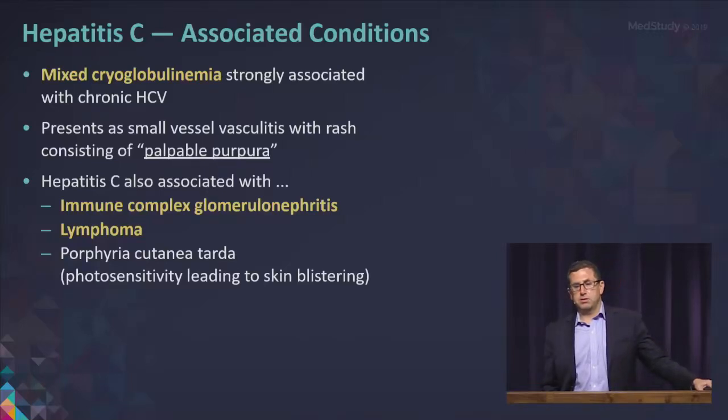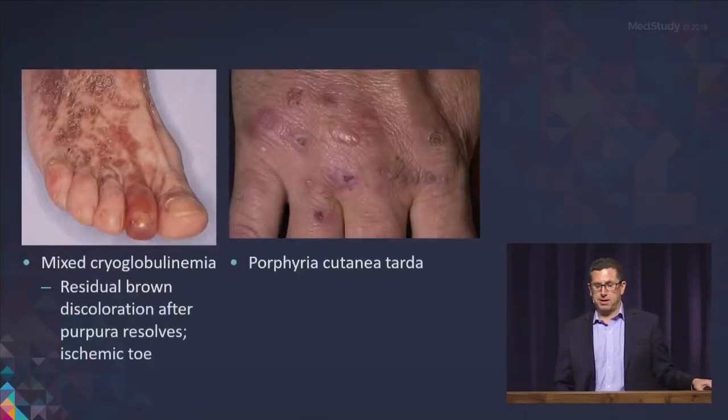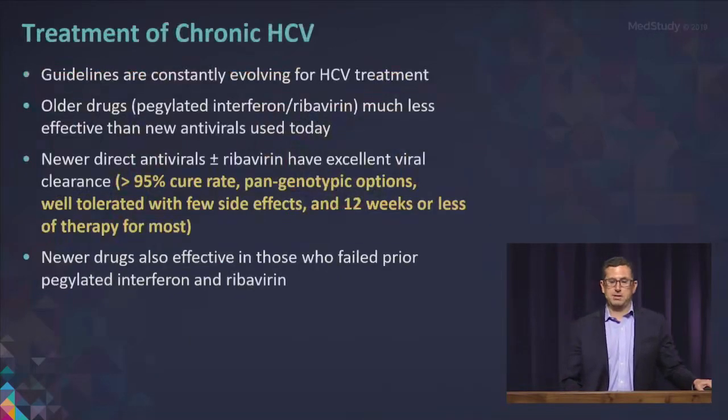There are some associated conditions that you should be aware of that are associated with Hep C, so mixed cryoglobulinemia. This could present as a small vessel vasculitis with a rash consisting of palpable purpura. Could also be associated with immune complex glomerulonephritis, lymphoma, and porphyria cutanea tarda, which is photosensitivity leading to skin blistering. So here's a slide showing an ischemic toe in the setting of palpable purpura with mixed cryoglobulinemia. And then here you could see the blistering skin lesions from porphyria cutanea tarda that's associated with hepatitis C.